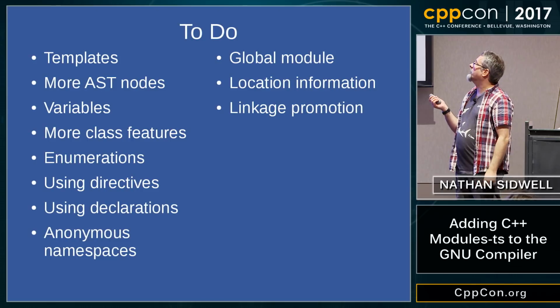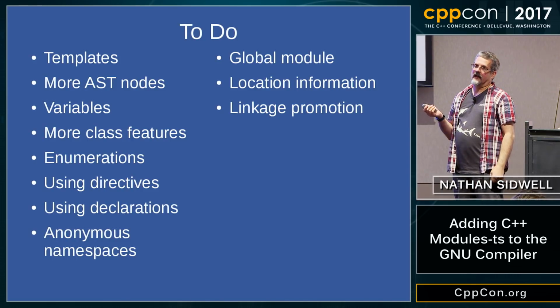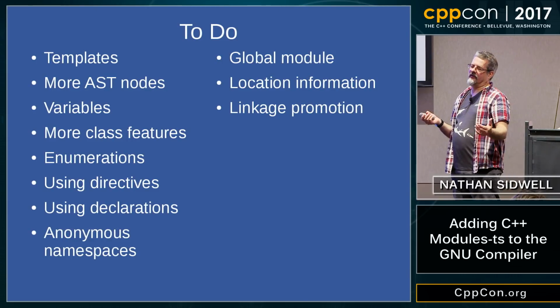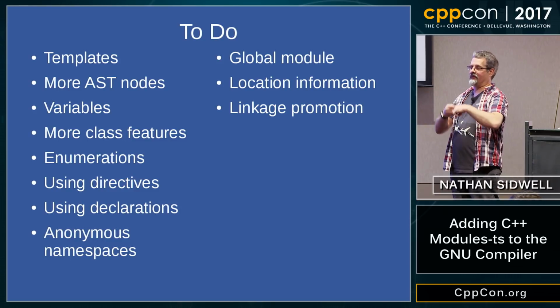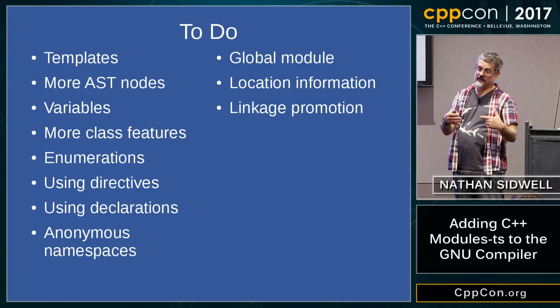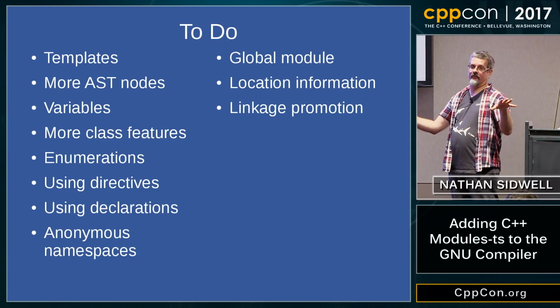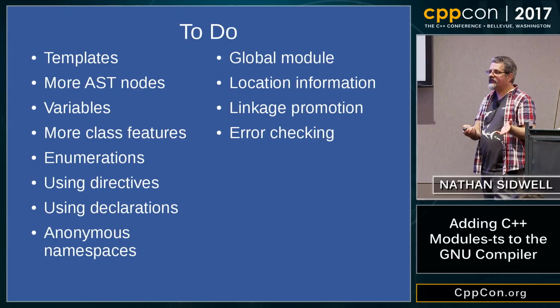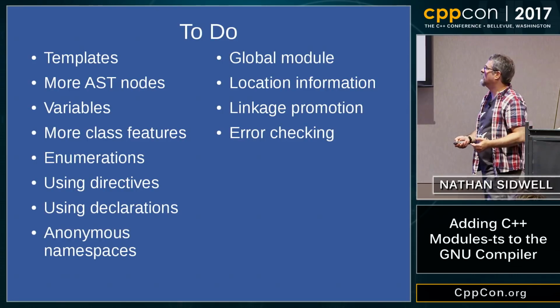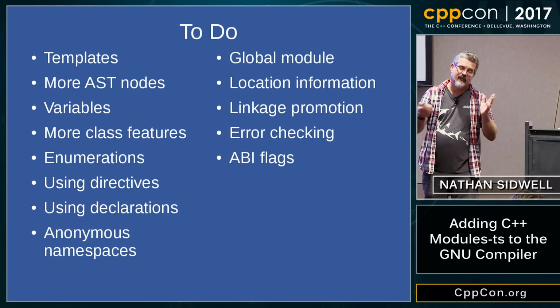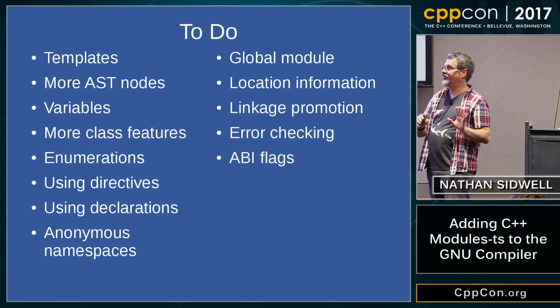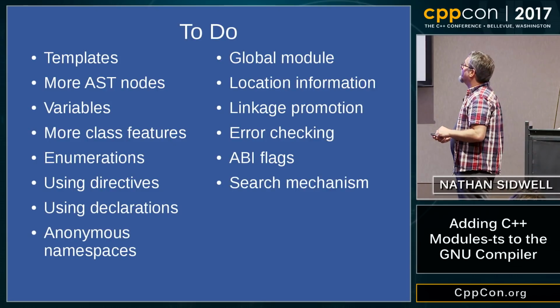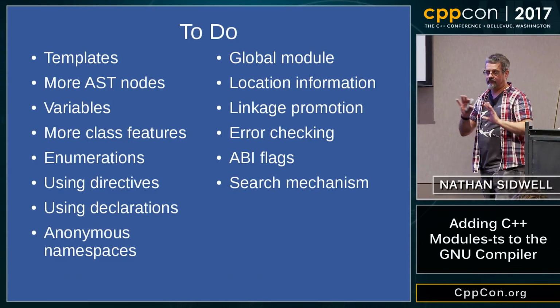Linkage promotion is an exciting thing that Richard spotted. If you've got an inline function in an interface unit that refers to something static and only visible in the interface unit, you suddenly have to make that static thing visible everywhere else, because you might want to inline that function or instantiate that template somewhere else in some other object file. Error checking: obviously there is some, but users are very imaginative, and I'm sure there are cases I've forgotten because why would you write that? ABI flags: I did say there were tags for ABI flags. They're not filled in at the moment. I only have one compiler. Search mechanism for the BMI stuff, I haven't done anything there.